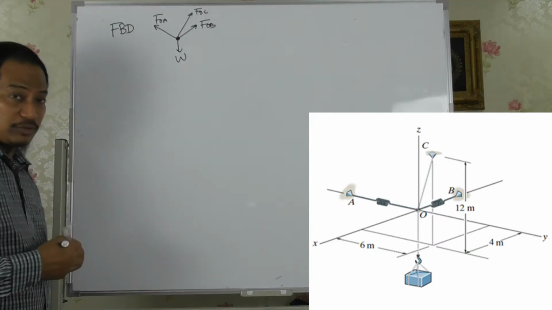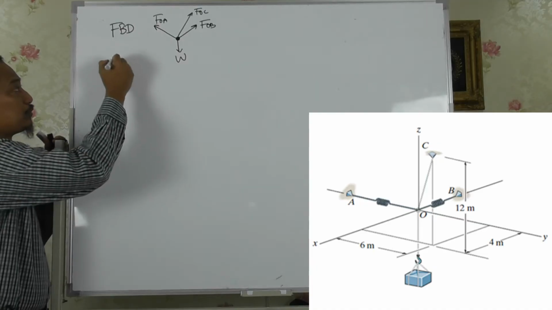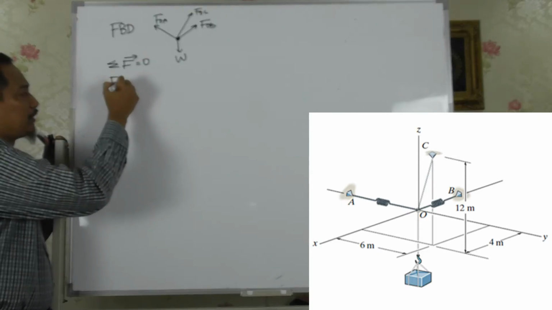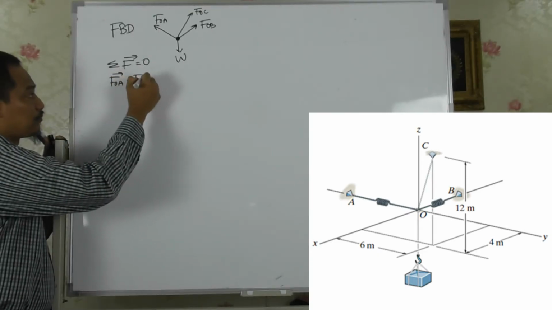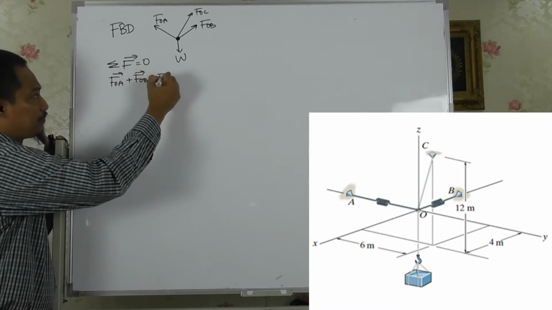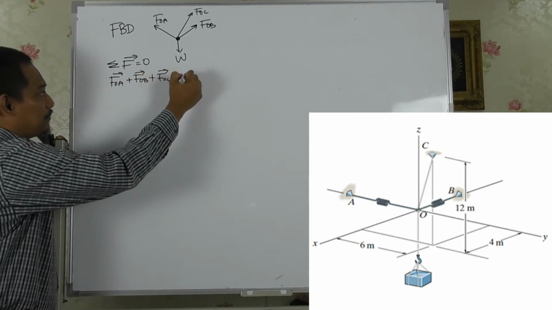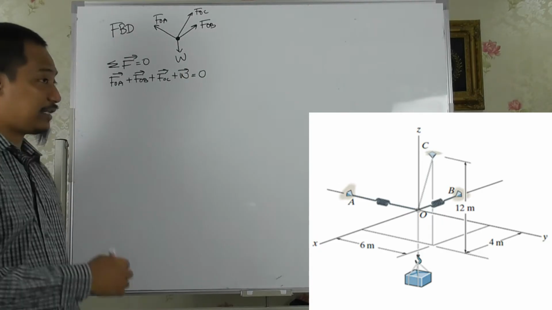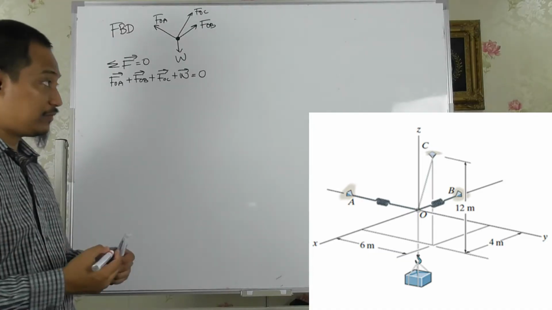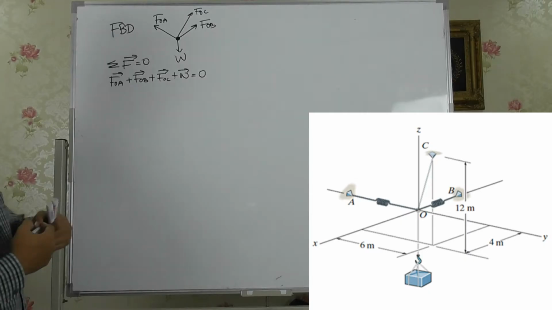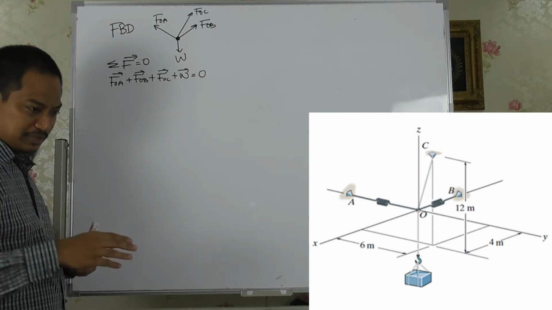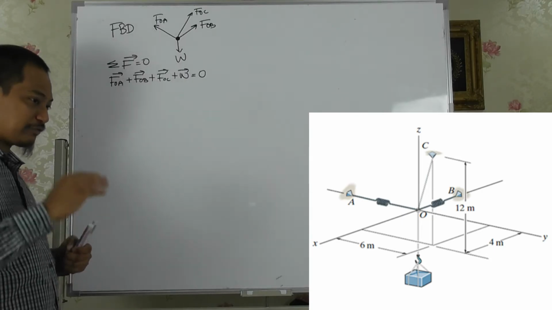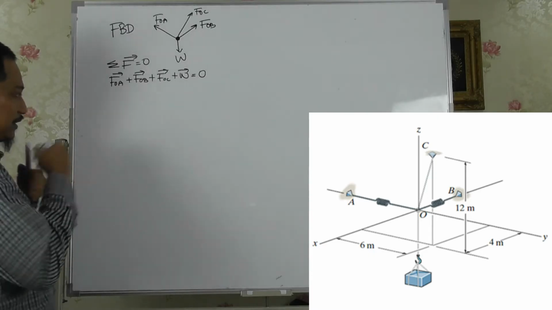So yet again, this is an equilibrium problem, so the summation of all forces equals 0, or FOA vector plus FOB vector plus FOC vector plus W equals 0. So the exact same thing as before, the addition of all forces in vector form equals 0. Right, so FOA is along a line, so it's straightforward. FOB is along a line, straightforward. For FOC, you have to consider the coordinates, right? So we will do that first to get the unit vector.